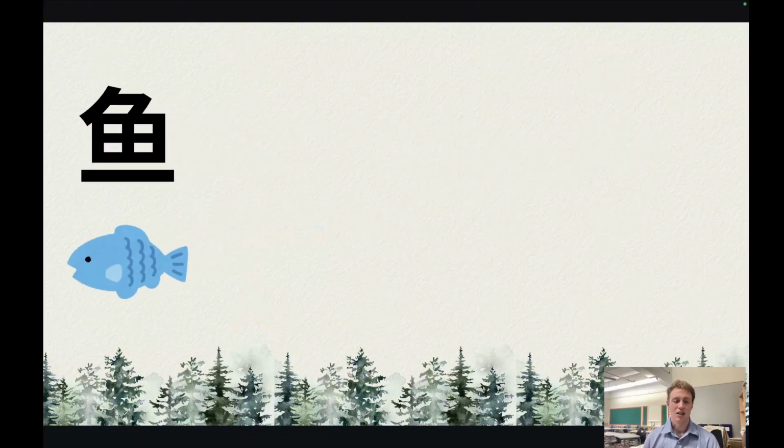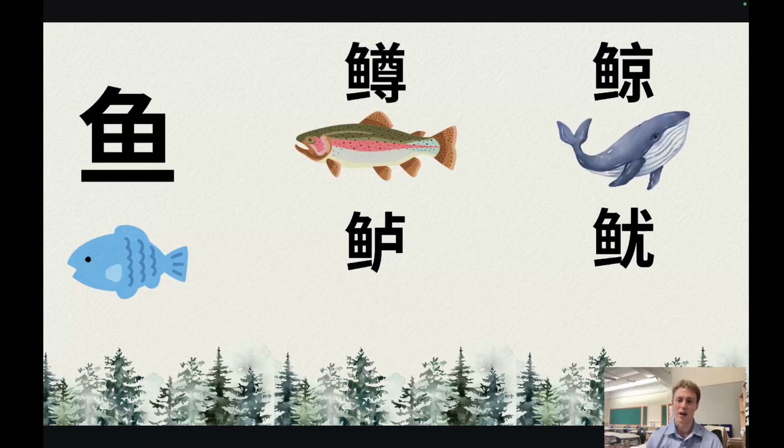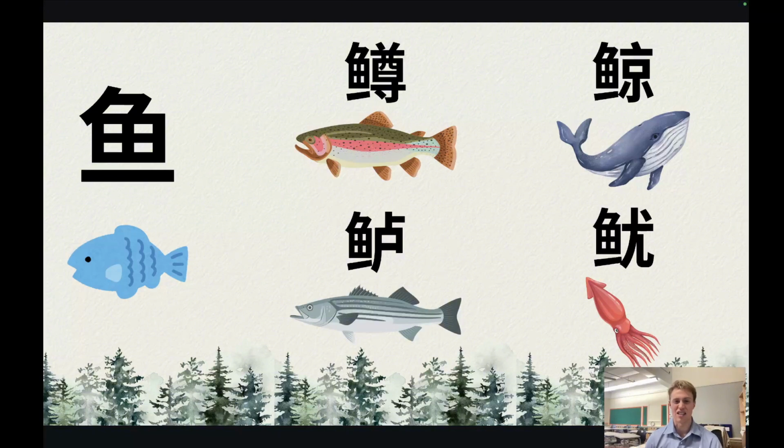All right, let's zoom in on one of these characters and see how it is used as a radical. For example, all 4 of these characters have the character yu, or fish, in them. I'm sure they're quite easy to spot. They're all in the same place. They're on the left-hand side. Now, you would be right in guessing, if you saw these characters, that this would be some sort of fish. And that is indeed the case. So this will usually have something to do with fish. For example, this is a trout, 尊, a whale, 精, this is a squid, 游, and then this is a sea bass, or 驴.